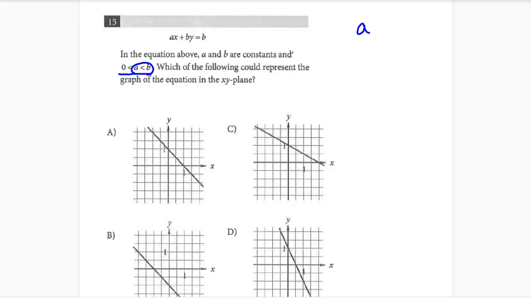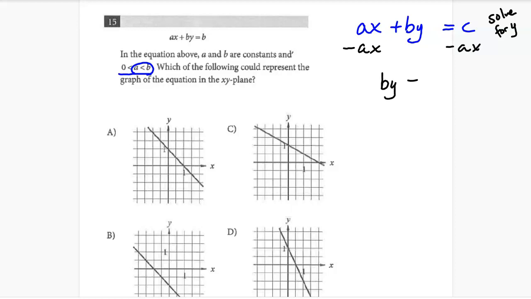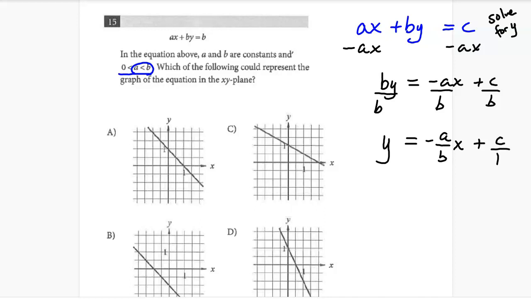Well, this is written in standard form, ax plus by equals c. I'm much better in slope-intercept form. So what I'm going to try to do is solve for y, or get y by itself. So the first thing I'm going to do is subtract ax from both sides. And I end up with by equals negative ax plus c. And then I'm going to divide everybody by b. So you get y equals negative a over b x plus c over b.